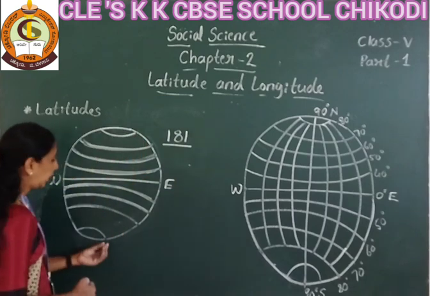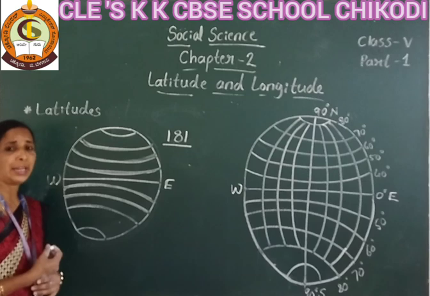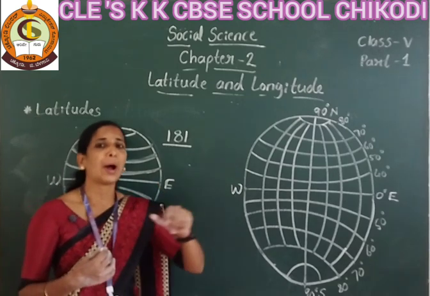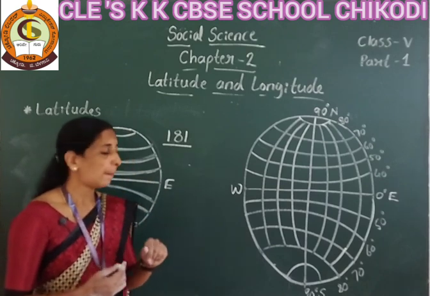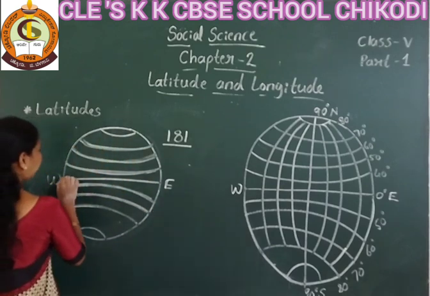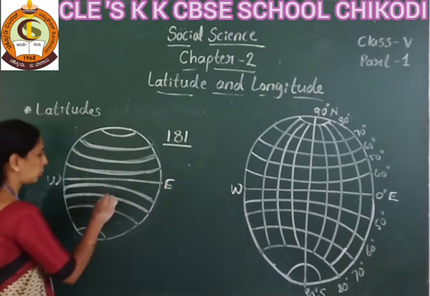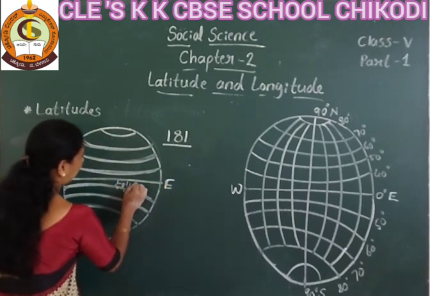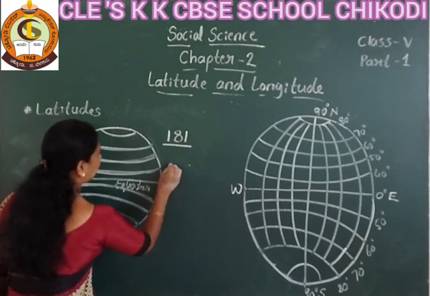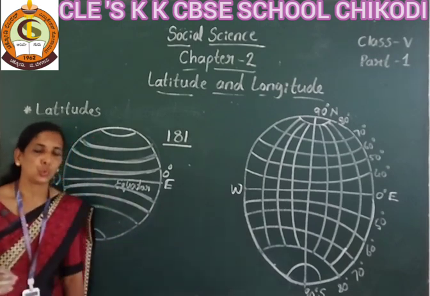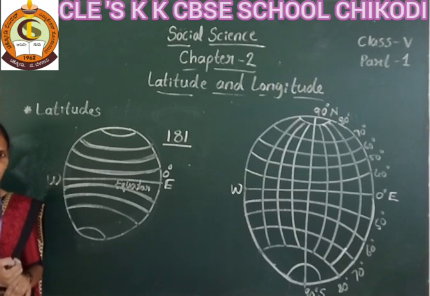But in latitude, the earth is divided into two equal parts. The line that divides it, we call the equator. That is the equator. The equator is 0 degree latitude.